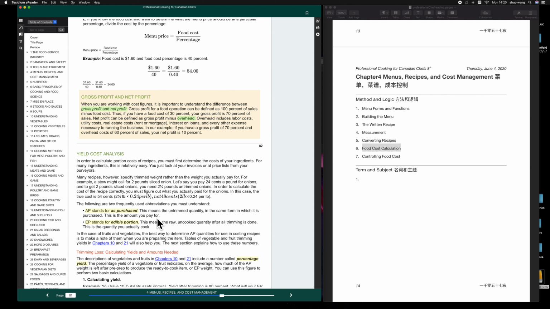The following are two frequently used abbreviations you must understand. 这里说啊，you must understand 两个这个常见的一个缩写啊。AP stands for as purchased. This means the untrimmed quantity, in the same form in which it is purchased. This is the amount you pay for. EP stands for edible portion. This means the raw or cooked quantity after all trimming is done. This is the quantity you actually cook.